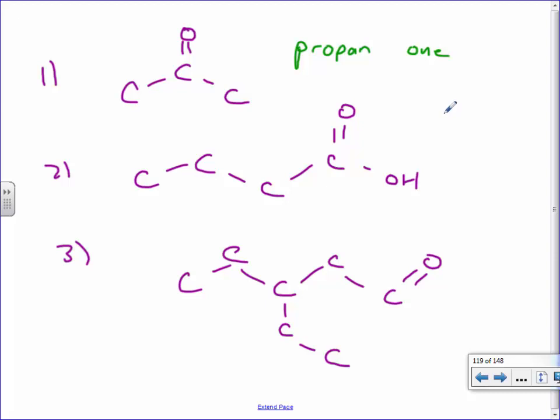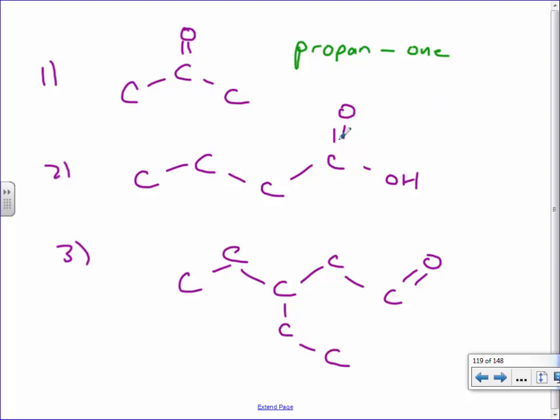However, does this one actually need a number? No. Because on prop, if you tried putting this here, it wouldn't be a ketone, it would actually be an aldehyde. And if you put it here, same thing. So there's really only one spot this could be. So you would just call it propanone. You wouldn't even need a number.